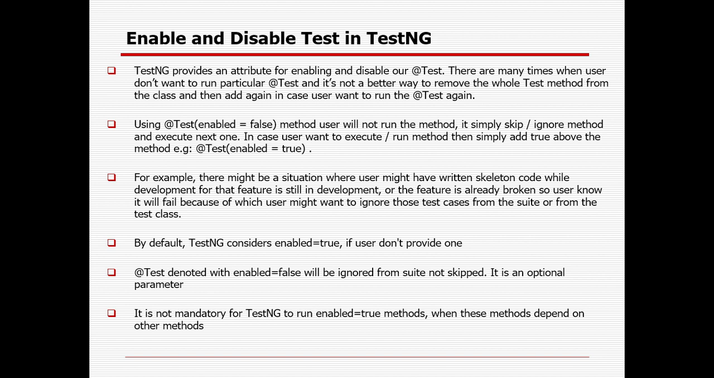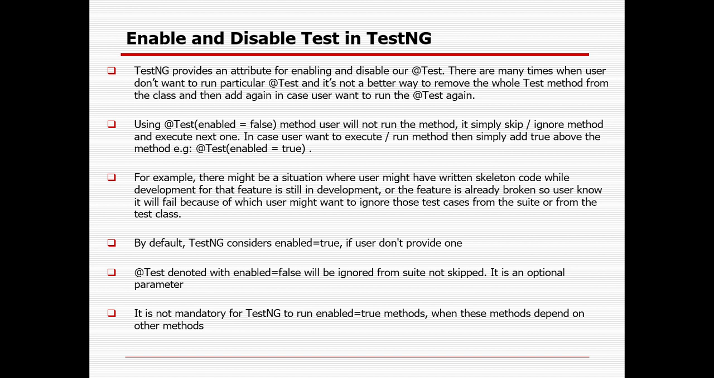So here you can disable or enable tests in three ways. One is enable equal to true, it will be executed. Enable equal to false, it will never be executed. It will be removed from the execution. And by default, in case you are not mentioning anything, it will take enable equal to true. So that is the three ways you can enable or disable a test case.